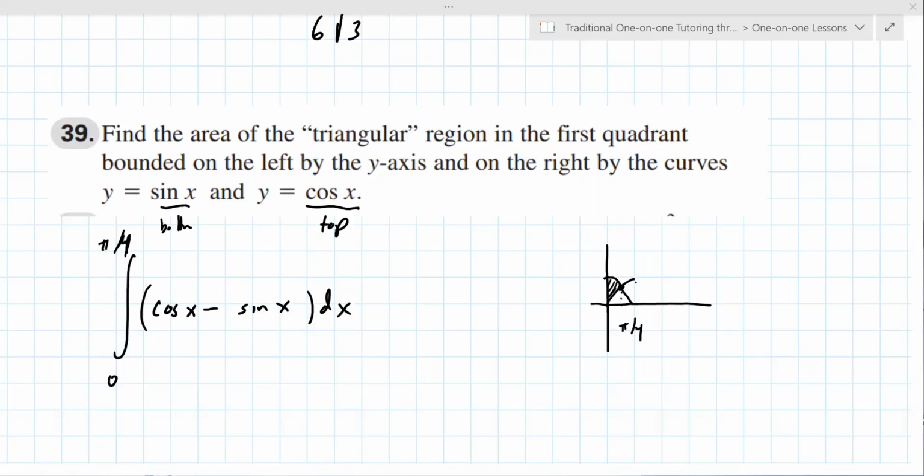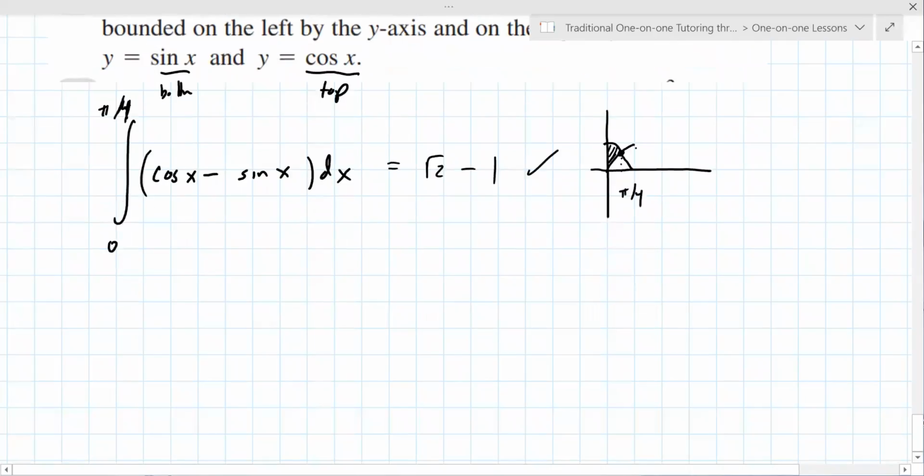All right. Is your final answer the square root of 2 minus 1? Yep. Perfect. Would you like me to show you the workout for this one, or do you feel like you've got it? I think I know how to do it. All right, fantastic. So that's 39, 52.